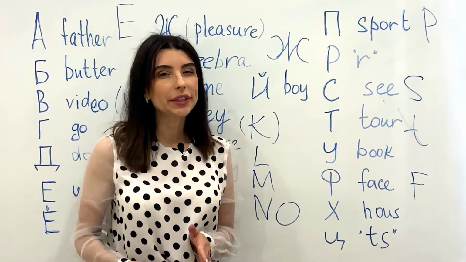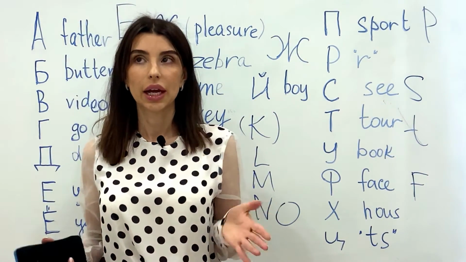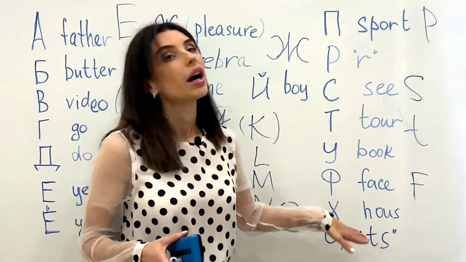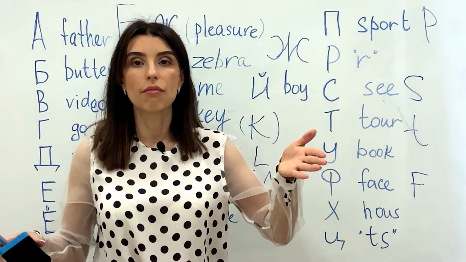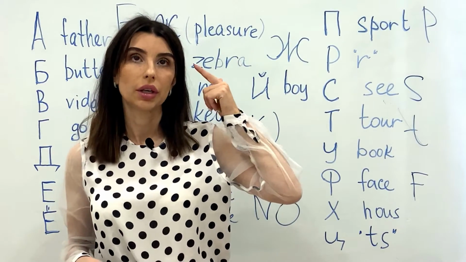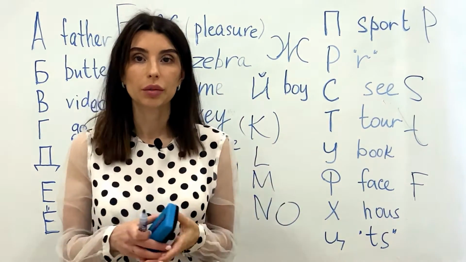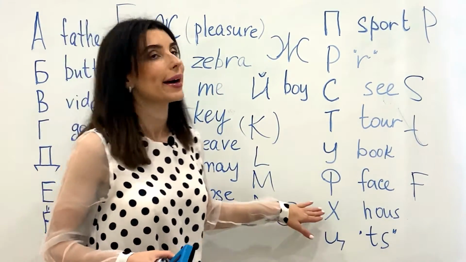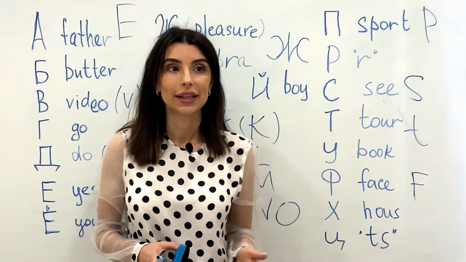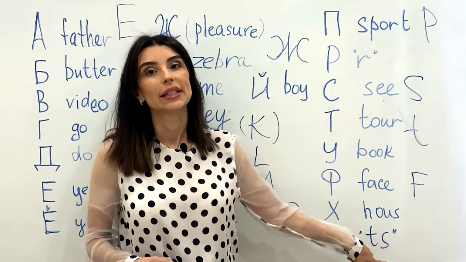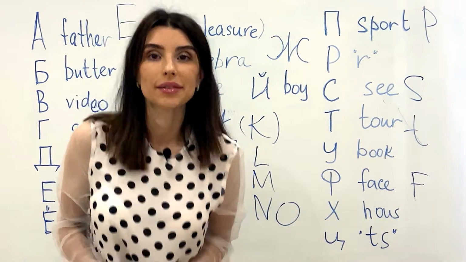Next one, a bit hard for you, but you can understand also. H, like house. Starting from the first sound, like H, the same in Russian, but we spell it differently. H. Ts, like ts. Try. Ts, ts, ts.